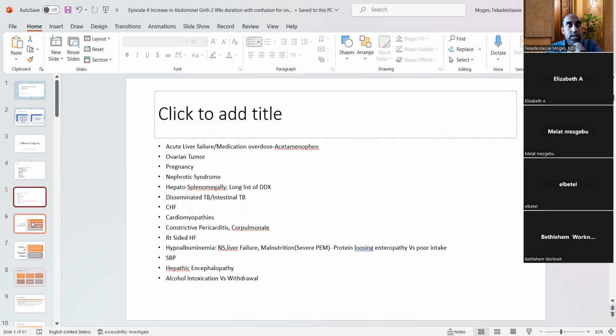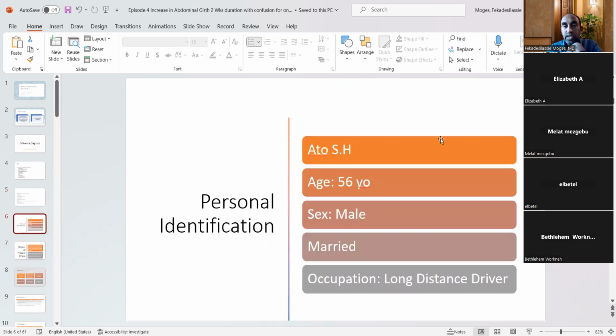Okay. So here is a patient. The patient's name is FSH Solomon. Age is 56 years old. Sex is male. He is married, and his occupation is long distance driver. Okay, now ask me what information you want to ask about this patient. Okay, now we are at the stage of HPI.